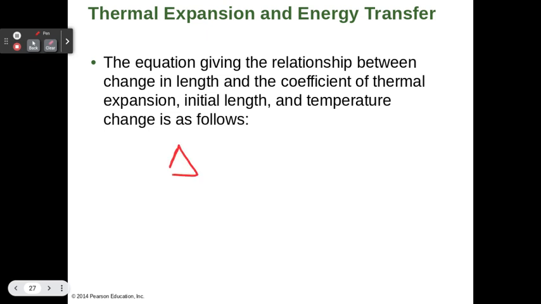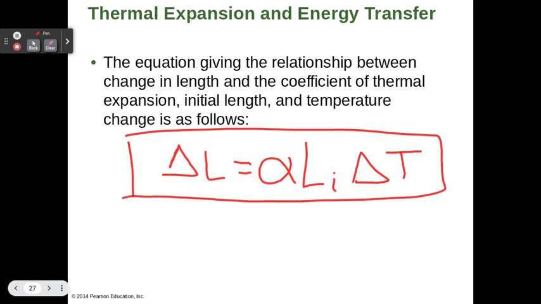Make sure you write this down somewhere. Change in L, change in length, is equal to alpha, the coefficient of linear expansion, coefficient of thermal expansion, times the initial length of the rod, times whatever the change in temperature is. That is the equation given in your book for the relationship between the change in the length, coefficient of thermal expansion, the initial length, and the change in temperature. The units of alpha are 1 over K, Kelvin.